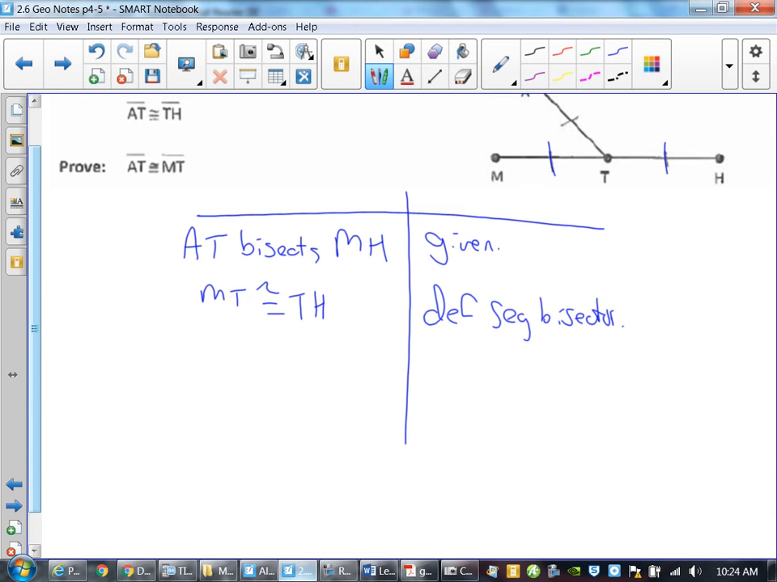Ladies and gentlemen, the answers are all on the progression sheet. Yes, sir? It's a segment bisector. Remember, a bisector can be anything. It can be a point, segment, ray, line, whatever. In this case, it still runs into the midpoint of the segment and creates two congruent segments, but it's just called a segment bisector. Otherwise, I'd have to say T is a midpoint. But in this case, they're talking about AT. That's why we use that. You use what you're given.